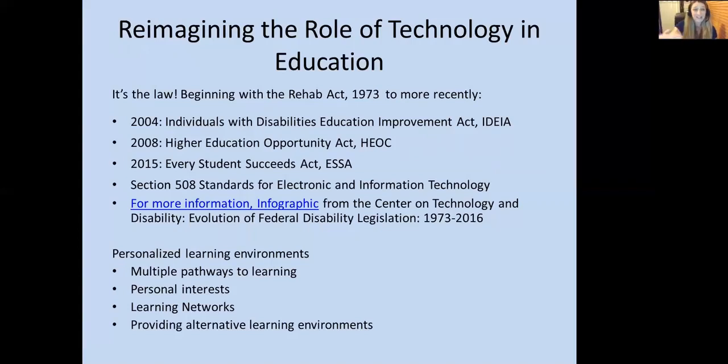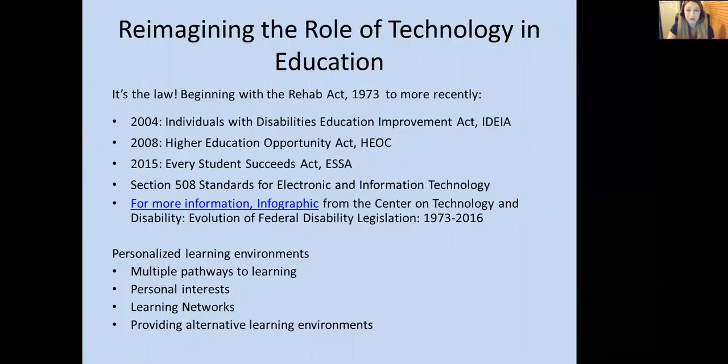And you can see just every few years, we're getting more and more attuned and in touch with inclusion and how we are going to accommodate all these students with special needs. And there's a great infographic from the Center for Technology and Disability, and it shows the evolution of the federal disability legislation from 1973 to 2016.